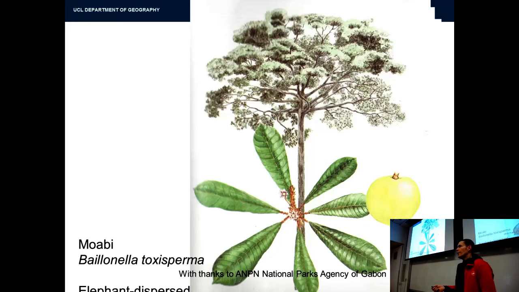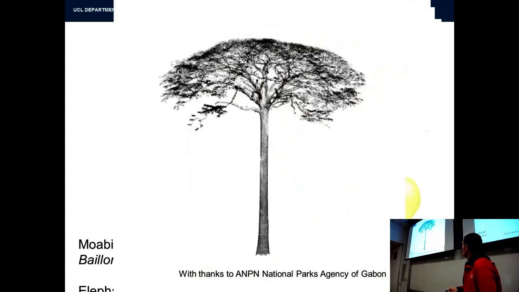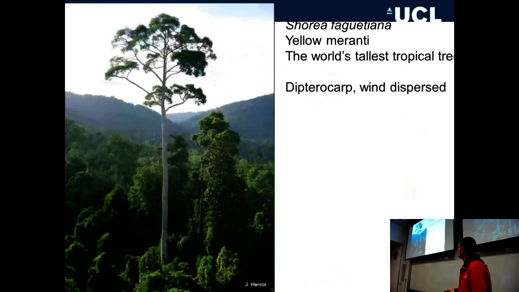Okay. So, the reproduction strategy there is, you've got to be big and tall and you've got to spread out wide to drop those seeds fairly far away from your parent tree, and then make enough noise and disturbance that elephants can detect those and come and pick them up and eat them and disperse them more widely. That's different to a wind dispersal mechanism. So here's our 43 meter tall, 65 meter across Gabonese Moabi tree.